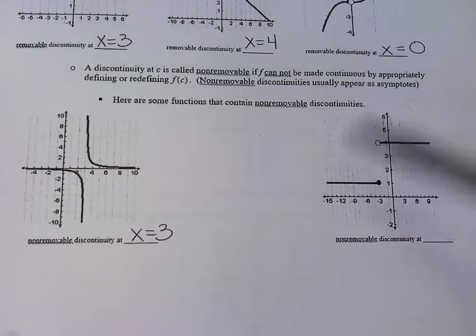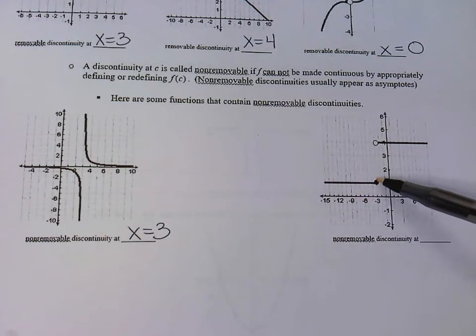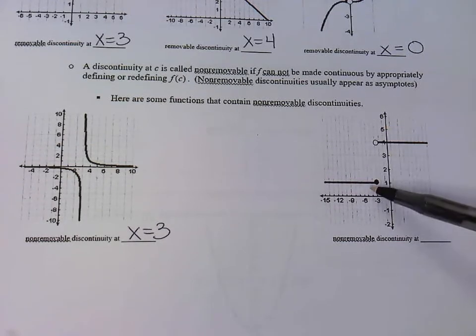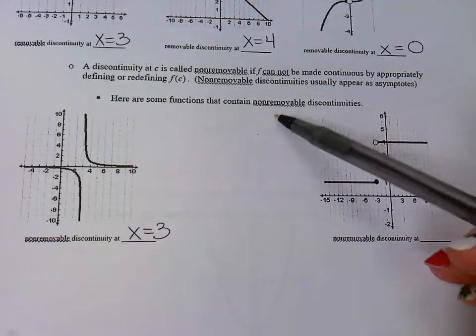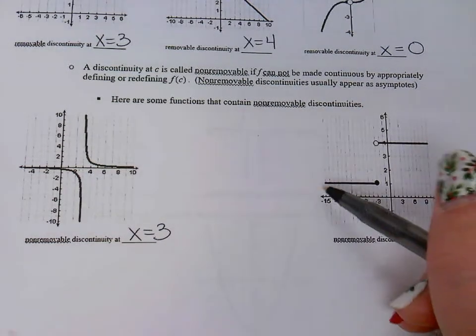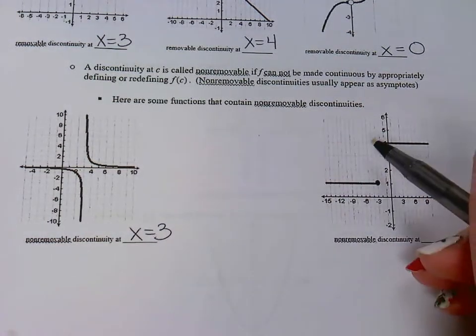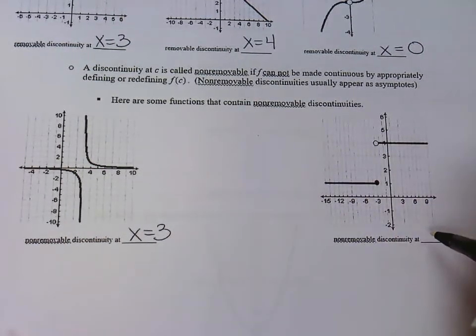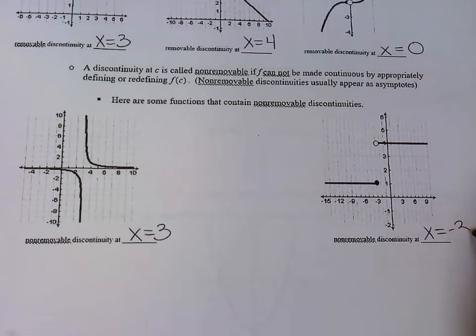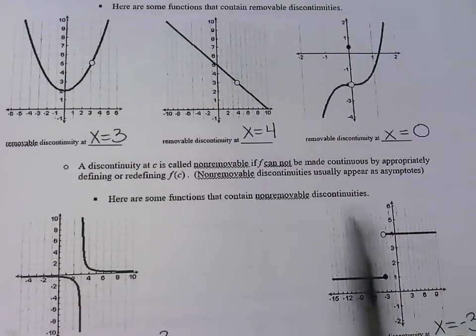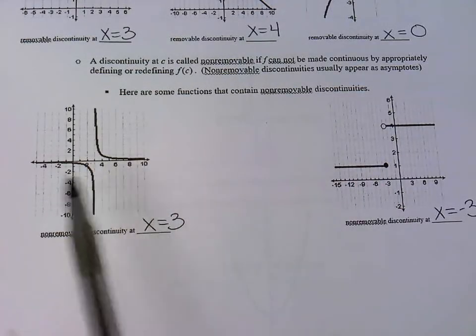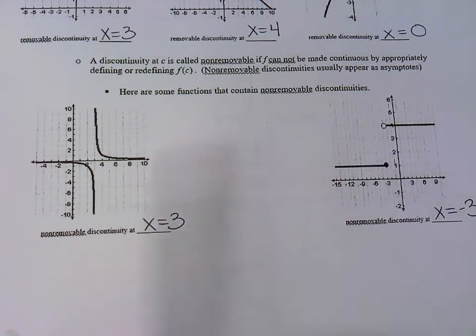This is a piecewise graph. So even if I tell you one given value, I could never bridge these 2 sections of the graph. It's just too much. It's a non-removable discontinuity. I could never make my pencil go from here to here without picking it up. So this is considered a non-removable discontinuity at x equals -3. So just recognizing that holes are removable and asymptotes or piecewise functions are non-removable.